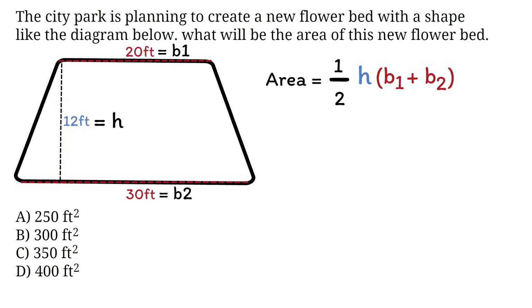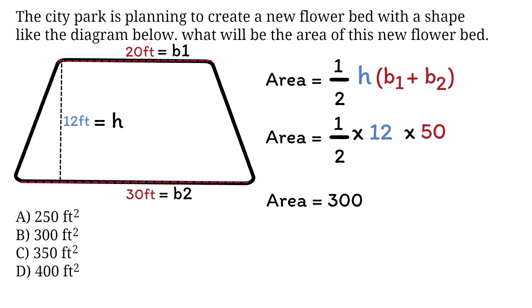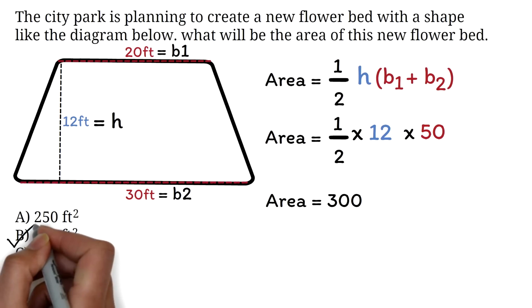Please be careful when identifying what values to use. That is where most students get answers wrong. Once you have identified your values, just plug them into the formula. From the order of operations, we will do the parenthesis first. Add 20 and 30 to get 50. Now we have half times 12 times 50. We multiply this to get 300. So the correct answer is B, 300 square feet.